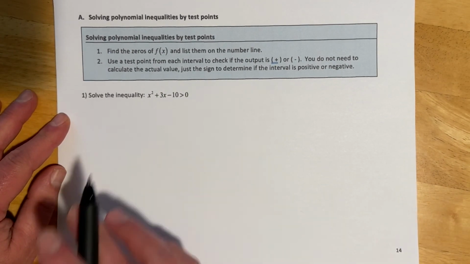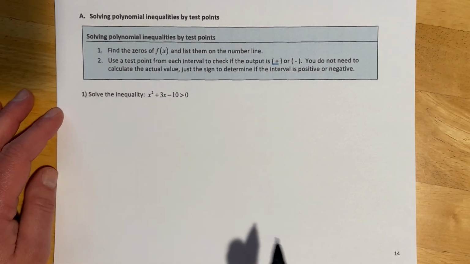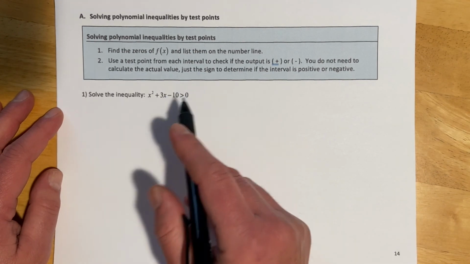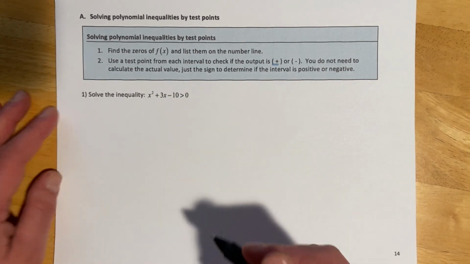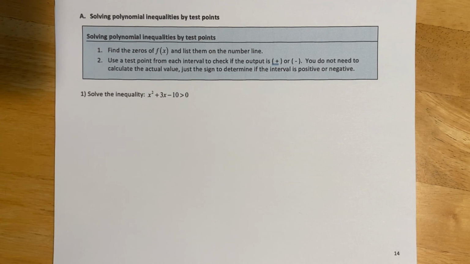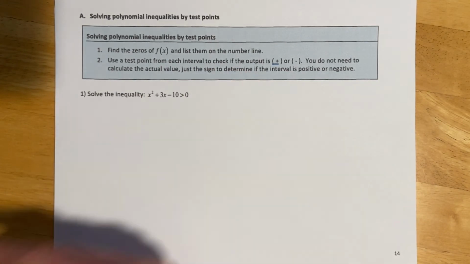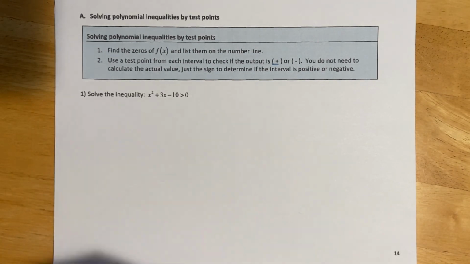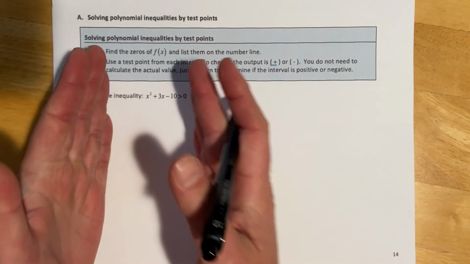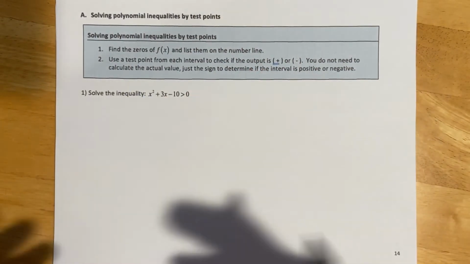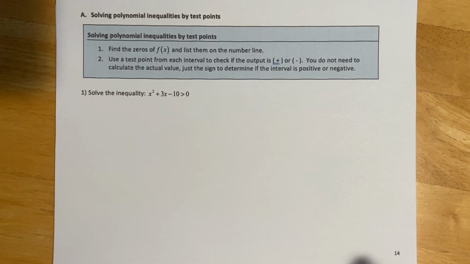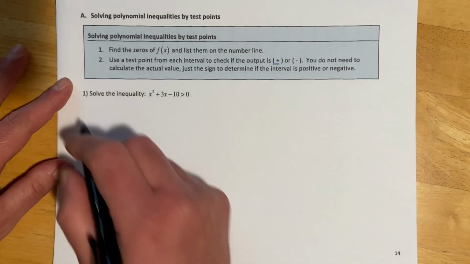Okay, so the first method we're going to look at is using test points. The problem with a polynomial inequality is that you can't just solve it over like you can with a linear one, where one side works and one side doesn't. This could have infinite little chunks of the number line that will be solutions and infinite other chunks that won't. We have to have some systematic way to figure out where our solutions are and where they aren't. So test points is one of those systematic ways.